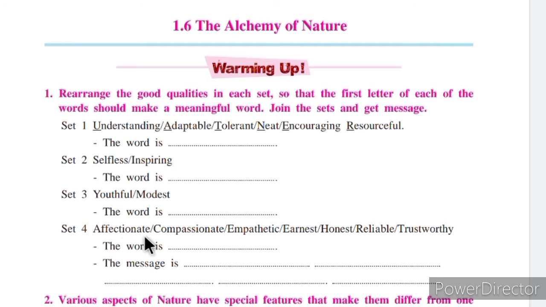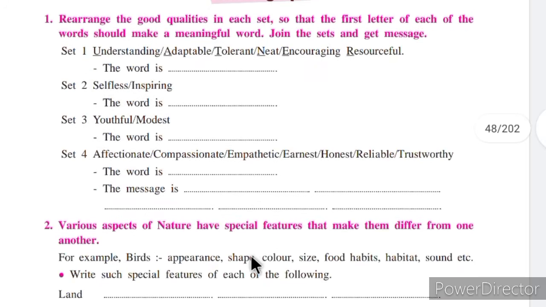Fourth one, affectionate, compassionate, empathetic, earnest, honest, reliable, trustworthy. Here the word is teacher. All right. The message we get is that nature is my teacher. We get four words, that is nature, is, my and teacher, and we get the message that nature is our teacher. Now let's go to question number 2.